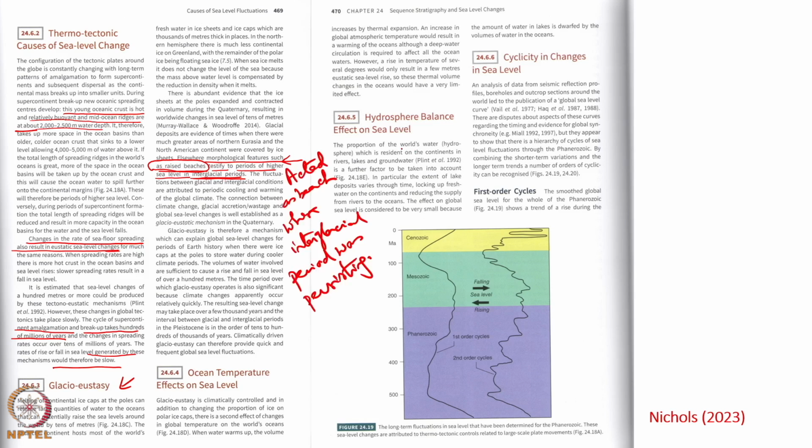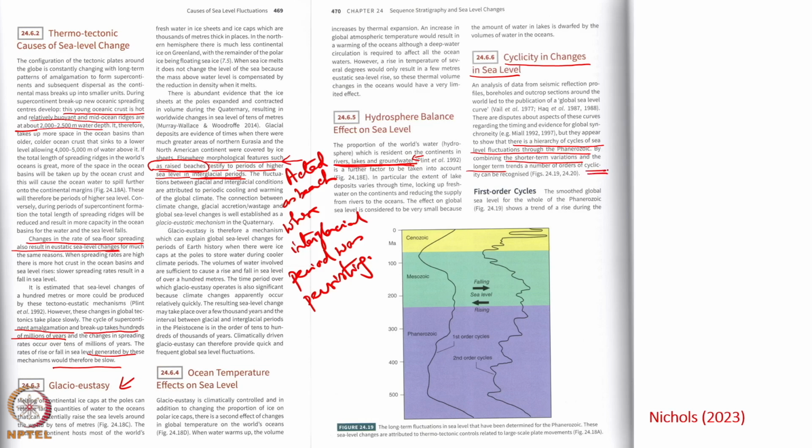How much water in the global water budget stays in the continent as rivers, lakes and groundwater also is important. Suppose that content has increased, in that case the sea level can fall, or if this content is reduced, sea level is going to rise. A cyclicity in the changes in the sea level has been reported by several publications. It looks like there is a hierarchy of cycles of sea level fluctuation through the Phanerozoic. There can be shorter term variation of sea level and there are also longer term variation in sea level.